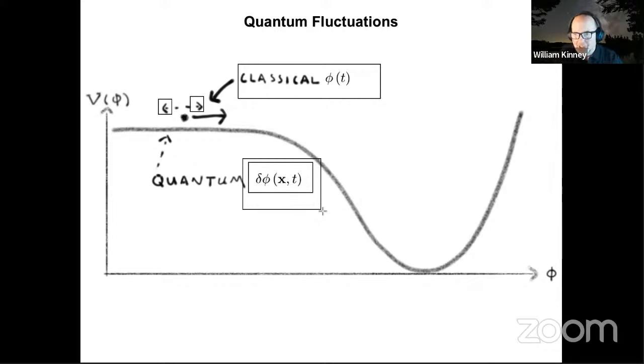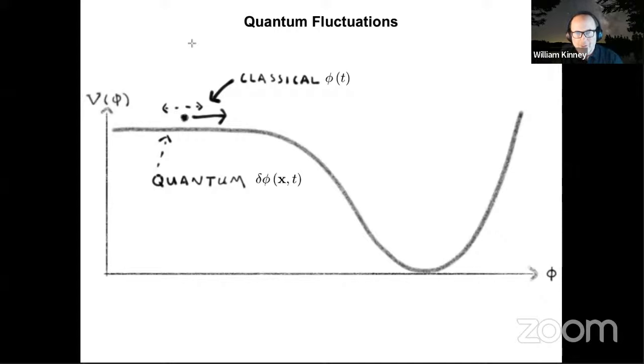Another way to say that is these quantum fluctuations couple to gravity at linear order in perturbation theory, when the field that is fluctuating is in fact the field that's responsible for inflation, because when the field fluctuates, it goes up and down the potential, and that potential is what's setting the expansion rate for the universe.